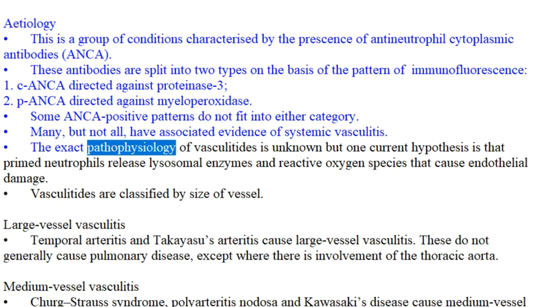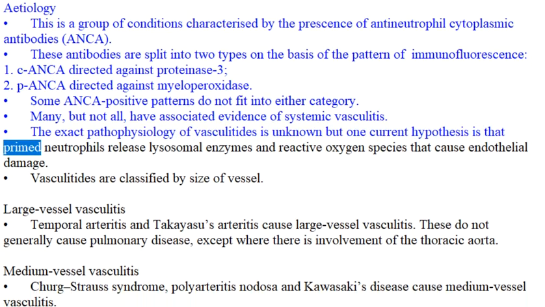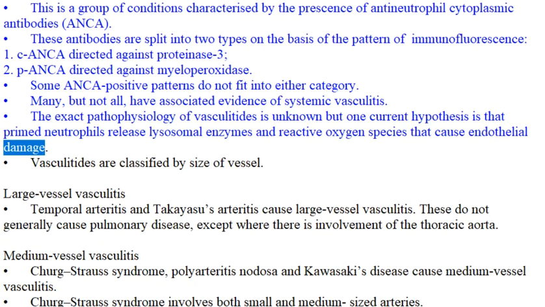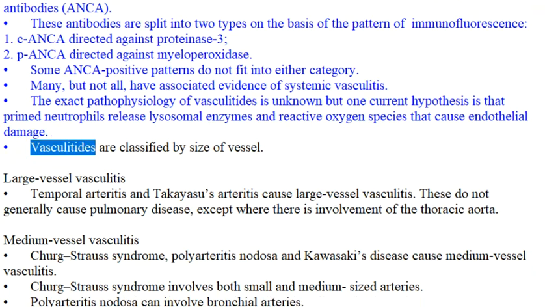The exact pathophysiology of vasculitides is unknown, but one current hypothesis is that primed neutrophils release lysosomal enzymes and reactive oxygen species that cause endothelial damage. Vasculitides are classified by size of vessel.